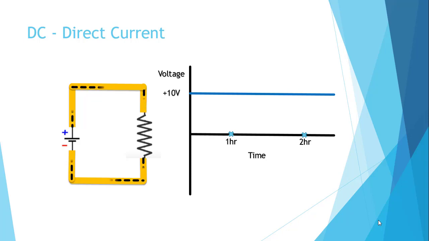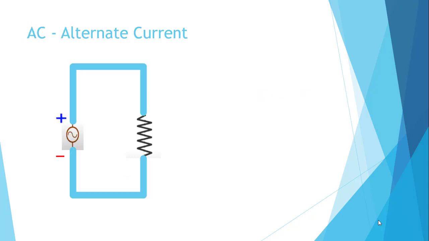Did you understand what it means? It means that if you measure a voltage after 1 hour, then you will get it as 10 volt. If you again measure it after 2 hours, then you will get it again as 10 volt. Thus, the two important points to note here are the supply is always constant and the current doesn't change its direction.